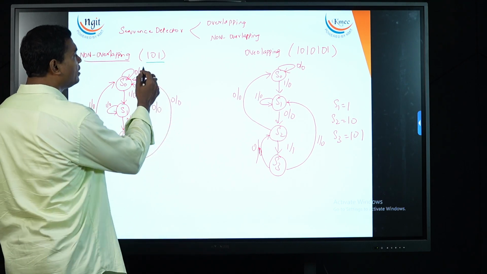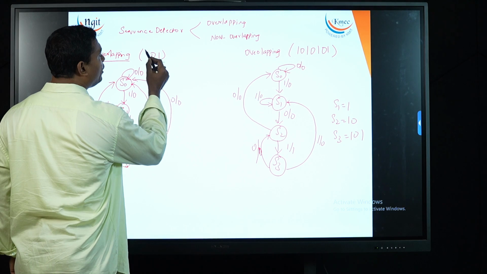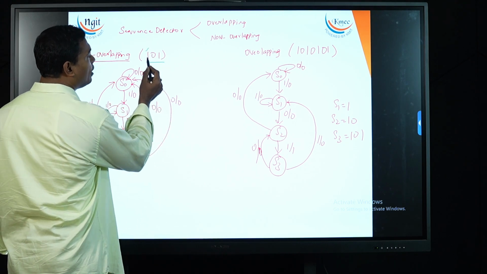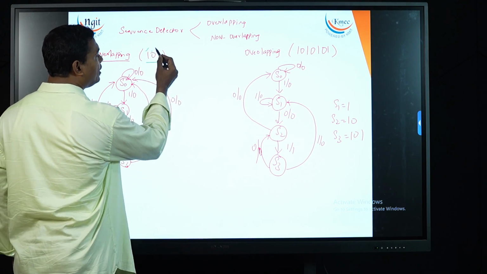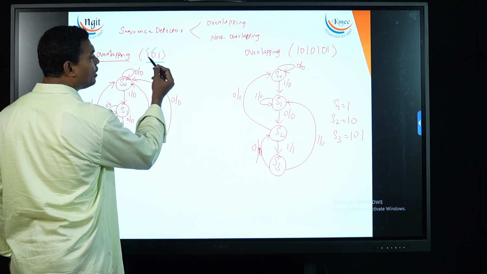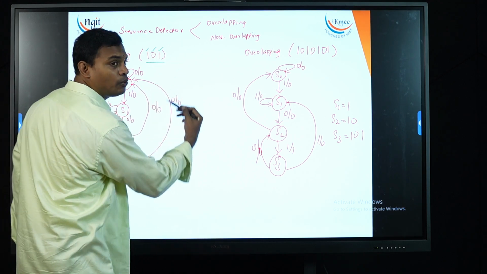Under non-overlapping case, you can observe that I got the number as 101. Whenever I am able to detect 1, I need to move from one state to the other state. If 0 is detected, then I need to move from 1 to 0 state. If 1 is detected, then I need to move from 0 to 1 state.